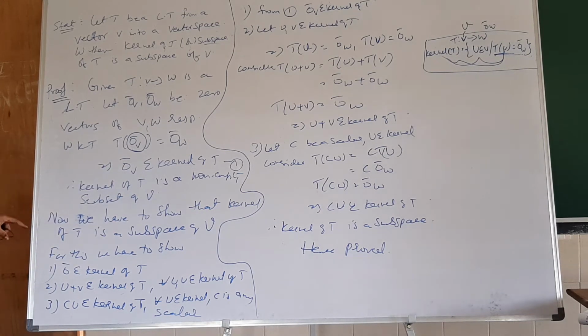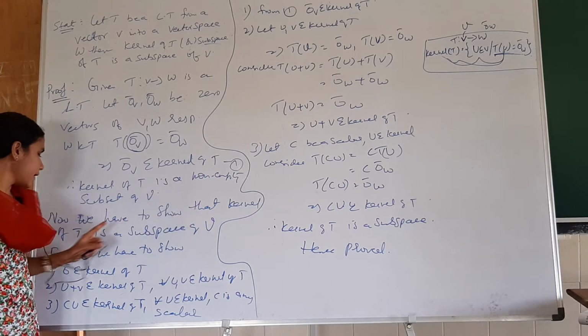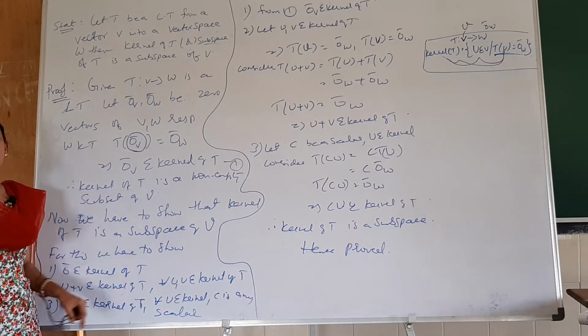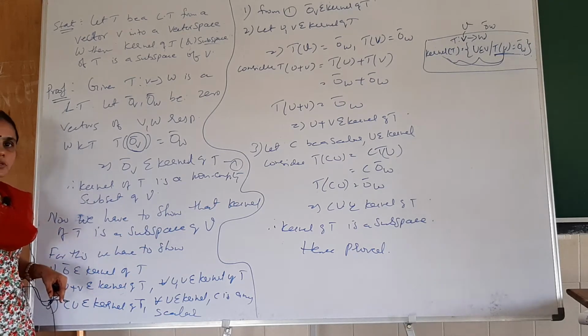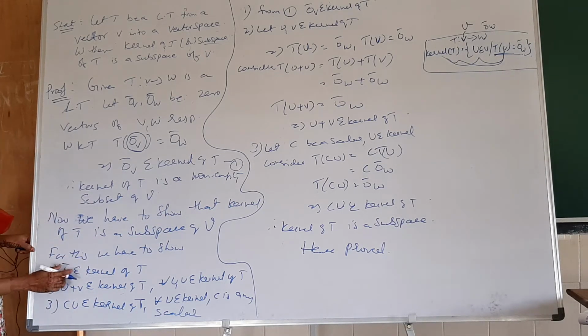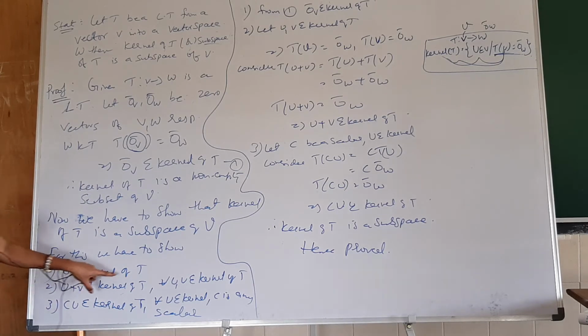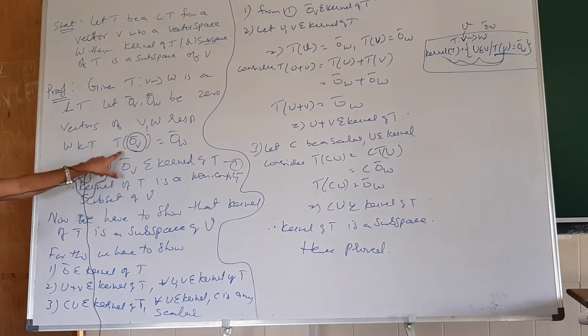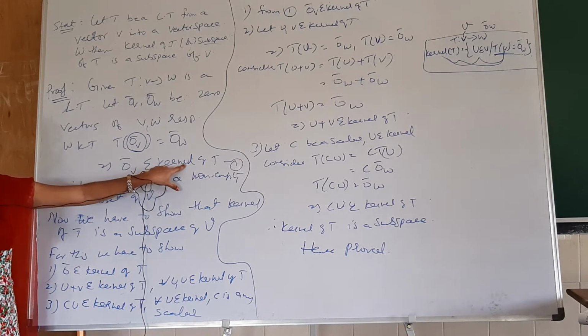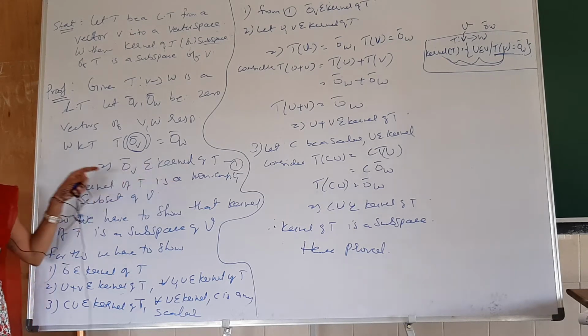After that, now going to the main part of our theorem. Now we have to show that kernel of T is a subspace of V. To show it is a subspace, 3 conditions should be satisfied. First one is 0 vector belongs to kernel of T. Second one is u plus v belongs to kernel of T. Third one is cu belongs to kernel of T. Going to the first, 0 bar belongs to kernel of T. From 1 you already have 0 bar V belongs to kernel of T. Here the first condition of your subspace is satisfied.